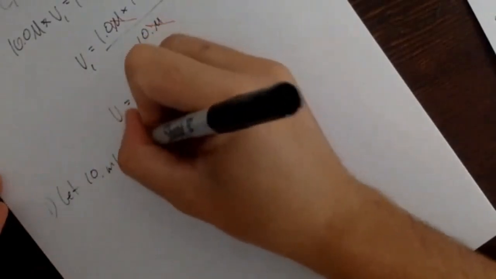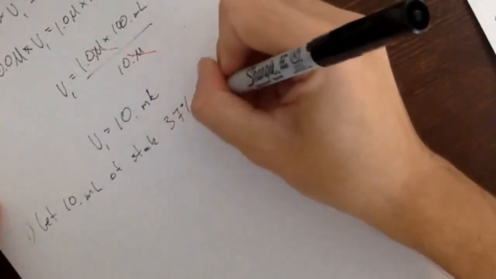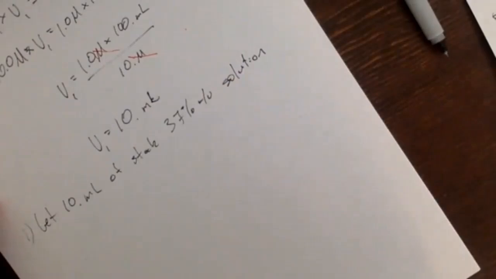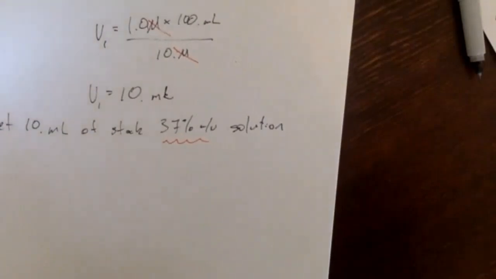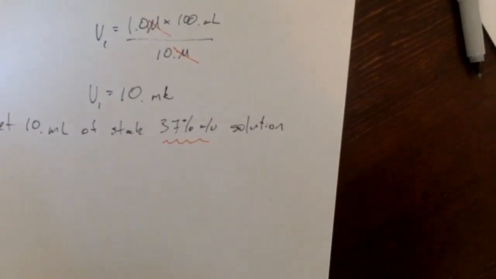So step 1, get 10 milliliters of your stock, 37% weight by volume solution. And you'll notice I'm using the original concentration, the label, because that's what's on the label, right? So you're giving instructions to someone else, potentially, this recipe, and you want to give them what the name on the bottle should be.